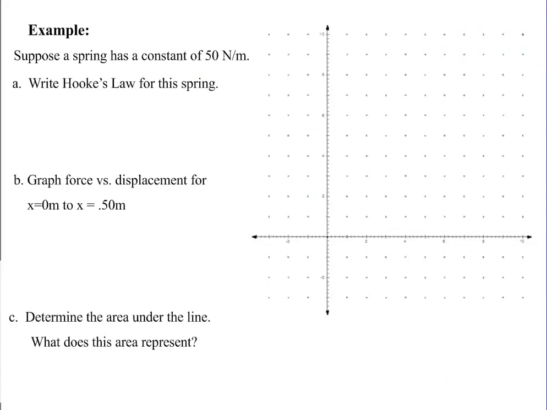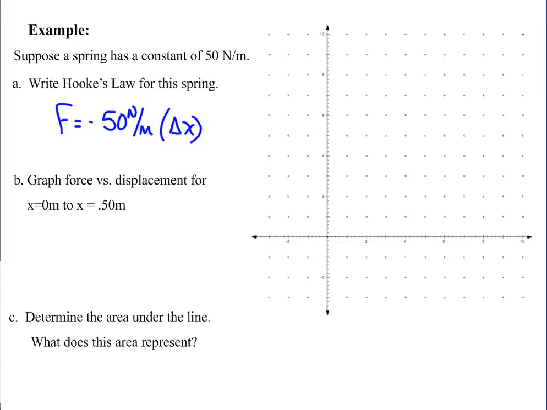I have a spring constant, that's the K value, of 50 newtons per meter. So I'm supposed to write the Hooke's law equation for this spring. All right, Hooke's law is just the relationship between force, spring constant, and change in position. So force equals negative 50 newtons per meter times delta x. There we go. Now I'm supposed to graph it.